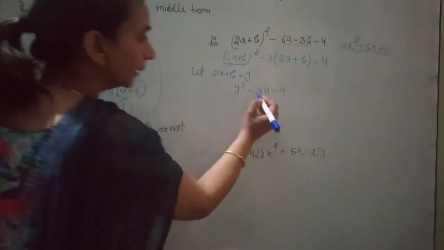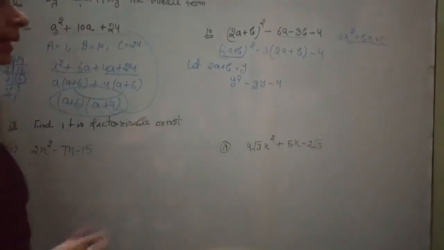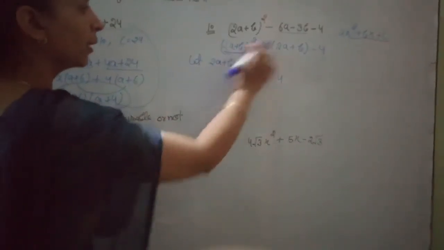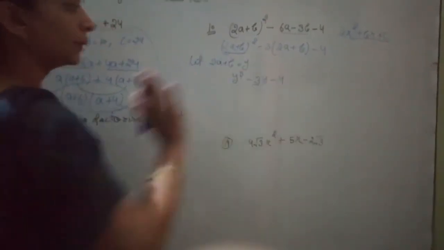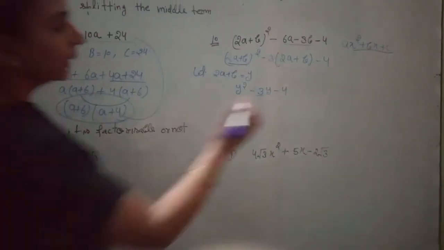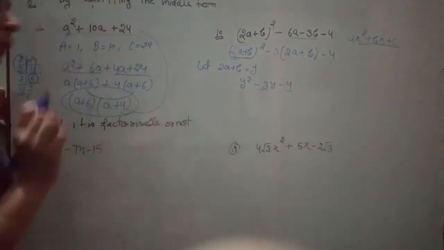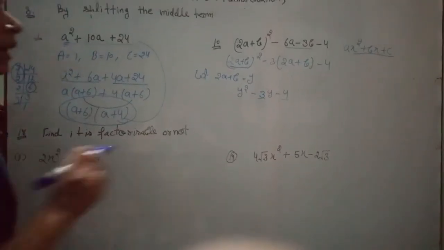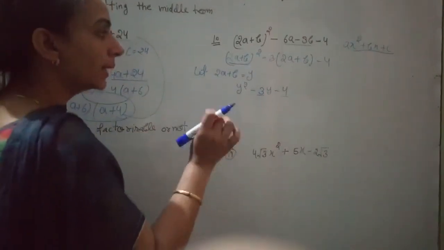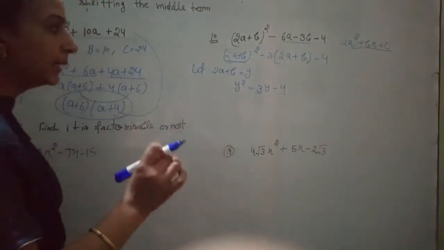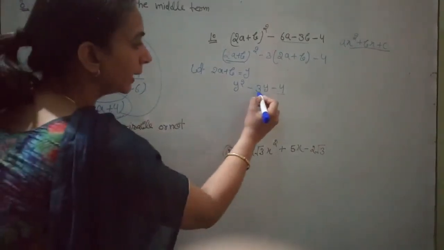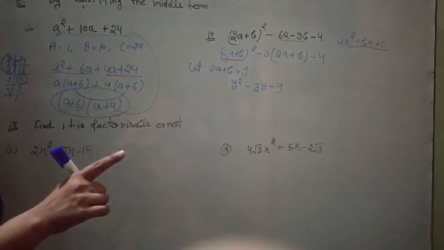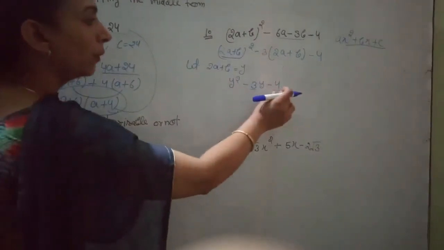Then we split 3 into 2 parts such that the sum is -3 and the product is 1 multiplied by -4, that is -4. Student, there is a minus. For the product of two terms to be negative, one must be positive and one negative. We take two terms such that one is positive and one is negative. But since the middle term is negative, the greater one is negative.